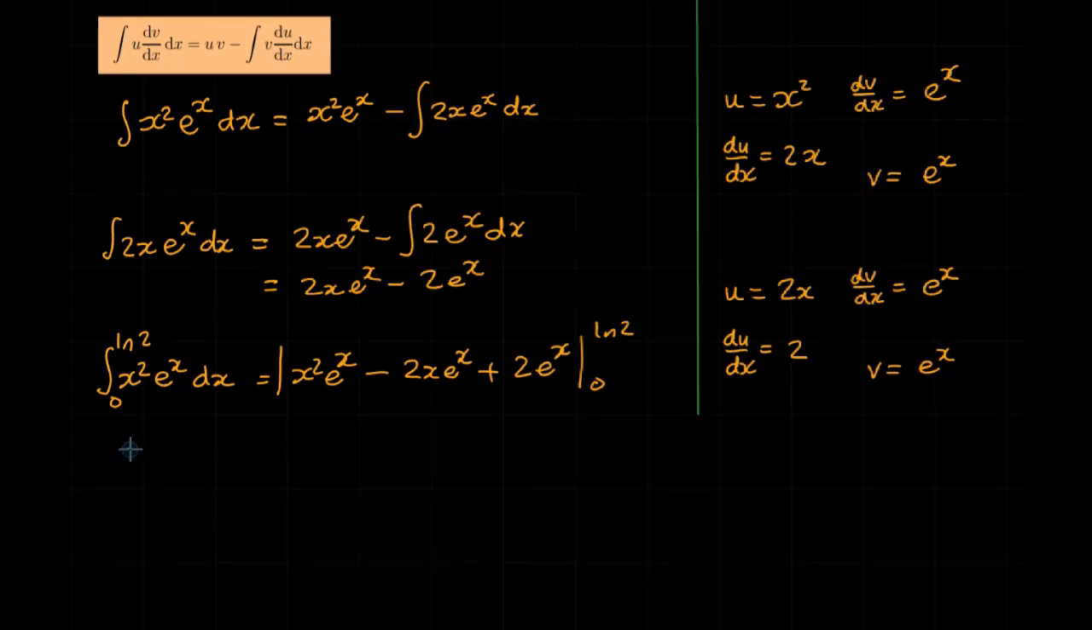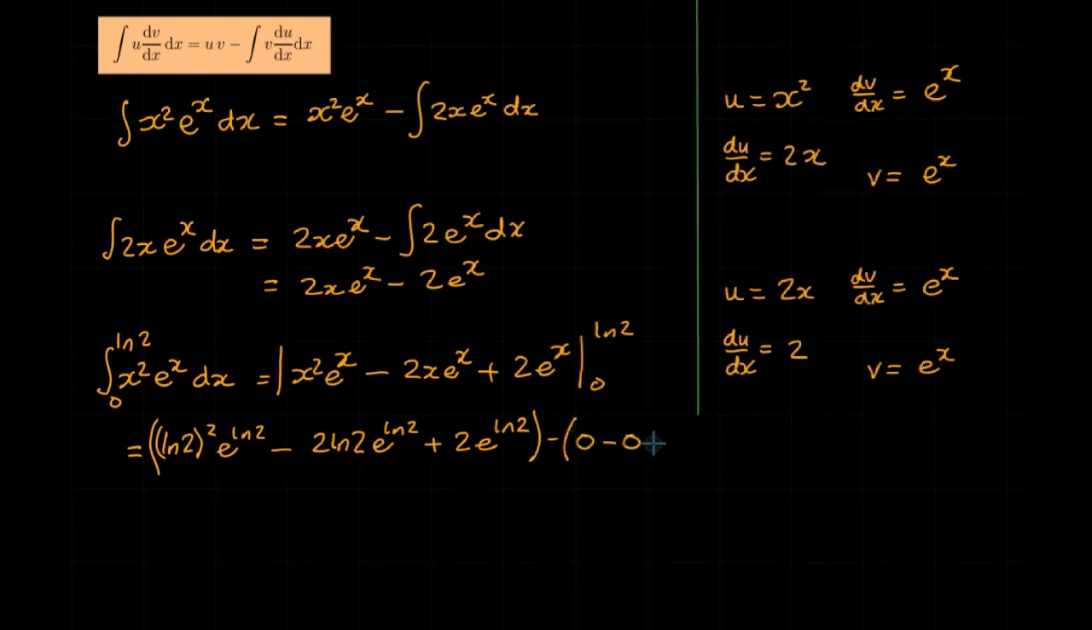Well, this is going to be, I'm going to give myself a little bit of room here. x squared is going to be log 2 all squared times e to the x, well that's e to the log 2, minus 2 times x, which is 2 log 2, e to the log 2, plus 2e to the log 2, and then we have to take away what we get with the second limit. So it's 0, because x squared is 0, minus 0, plus 2 times e to the naught.